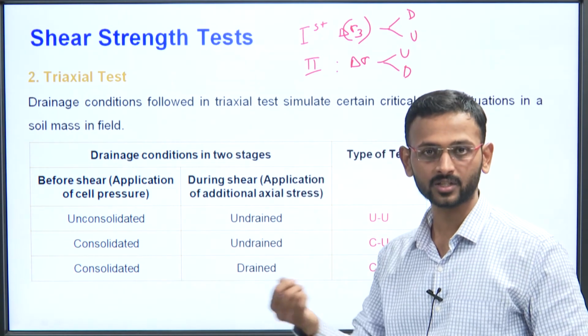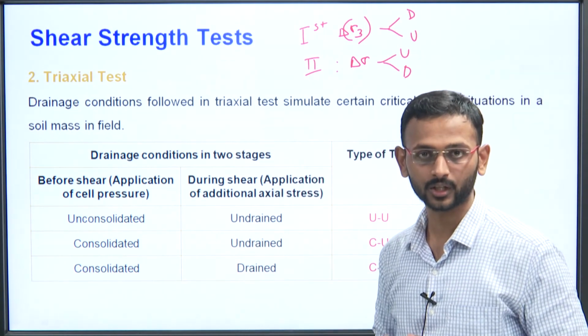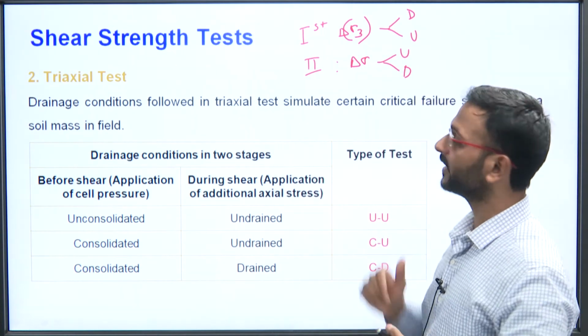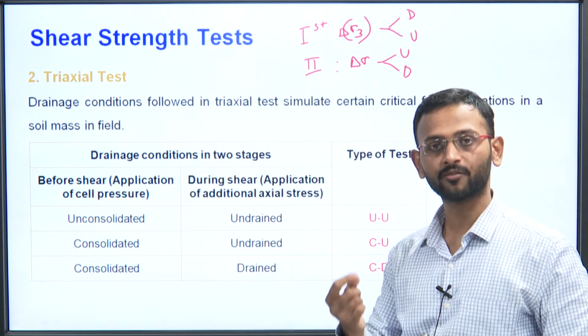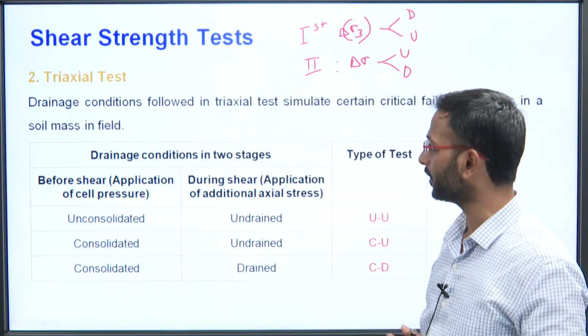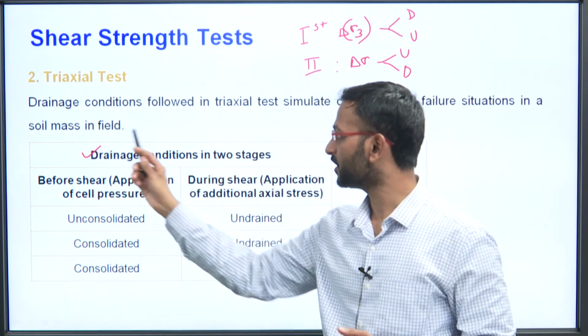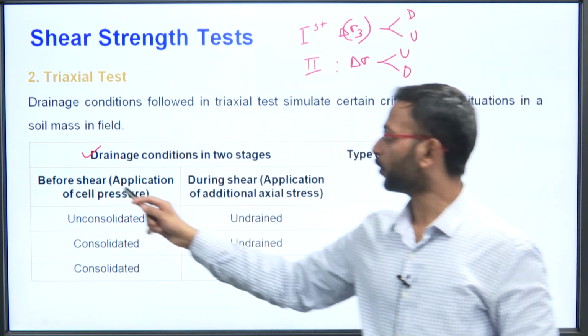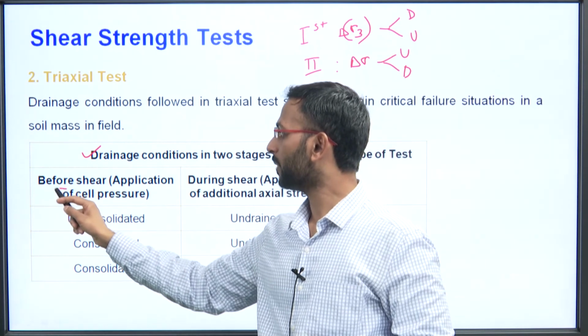पानी का आप लेवल चेंज करते, पानी का मतलब आप कंट्रोल चेंज करते रहो, and you can perform each and every test there. बट इसमें से कौन सा फील्ड में काम करता है उसके बारे में हम यहाँ पे बात करेंगे. So drainage conditions in 2 stages we will see. Before shear, ok, before shear मतलब पहली स्टेज में क्या हो रहा था?